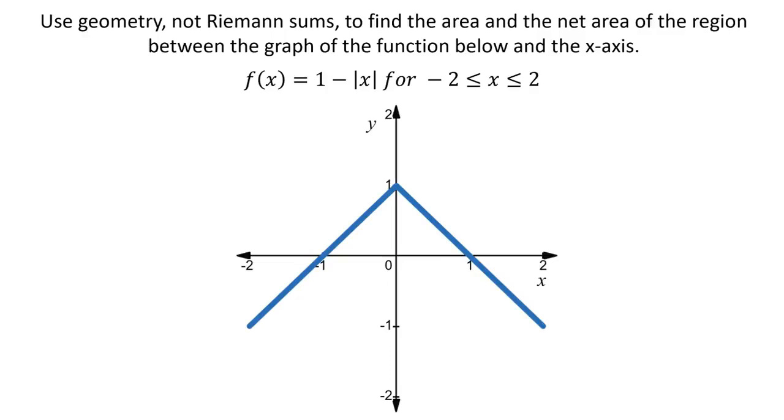In this video, I want to do a quick example to illustrate the difference between net area, which is what our Riemann sums give us, and total area. And in this example, we're going to use geometry and not Riemann sums to illustrate that difference.